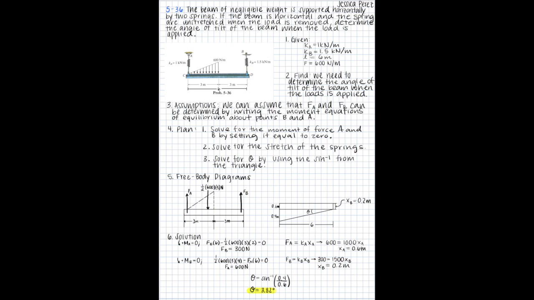Then you solve for the force of A, which you would do k times x, and that would be 600 equal to 1000 XA. And that gives us XA equal to 0.6 meters. And then you solve for the force of B, which equals Kb times XB, which would lead to 300 equal to 1500 times XB, leaving XB to equal 0.2 meters. Then you would input those two length values into the inverse sine. And from there we get the angle equal to 3.8 degrees.